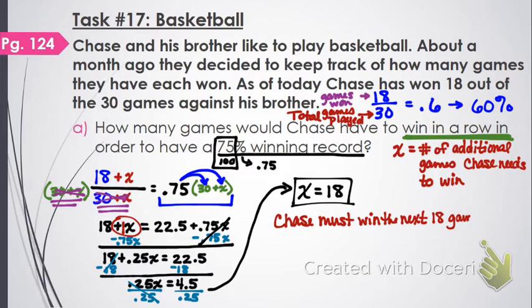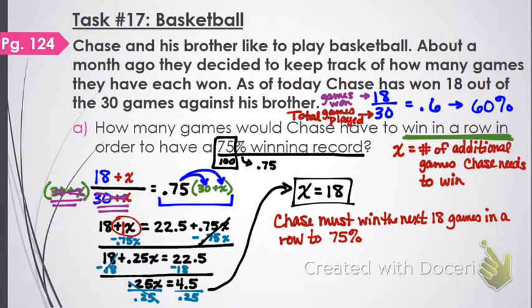You think he can do it? What do you guys think? Does that sound reasonable? There's at least a chance, right? For all we know, he lost the first 12, then he started practicing, and then he beat his brother 18 times in a row. We don't know what it looked like up here. But if he wins the next 18 games in a row, then he'll get to 75%.